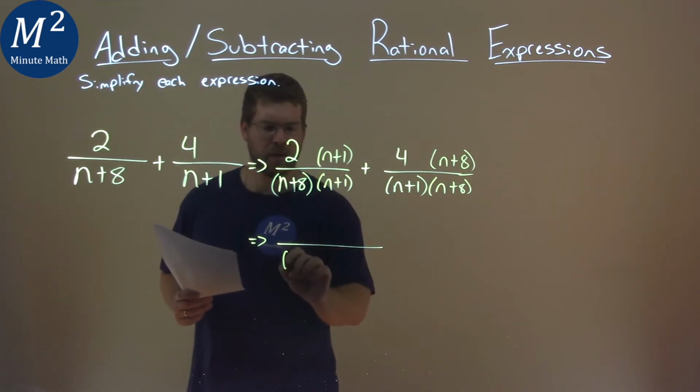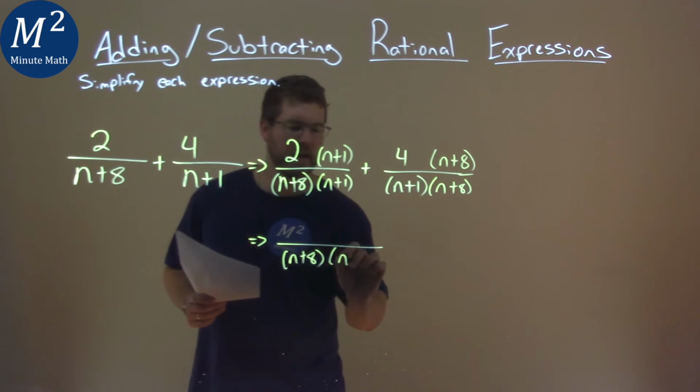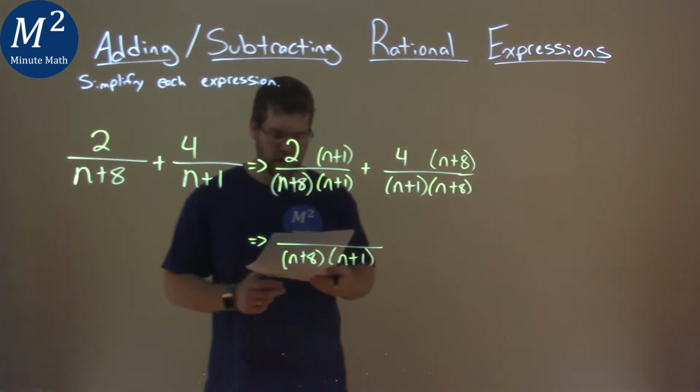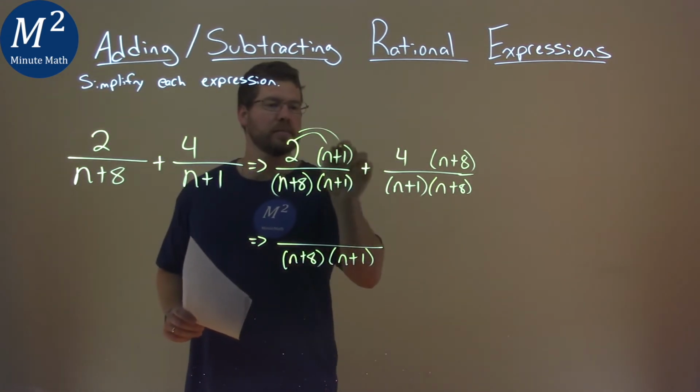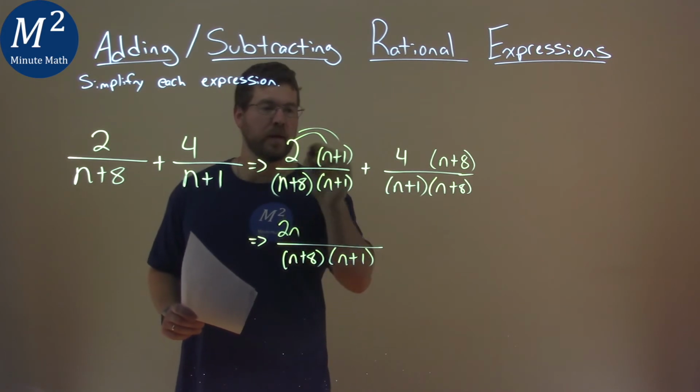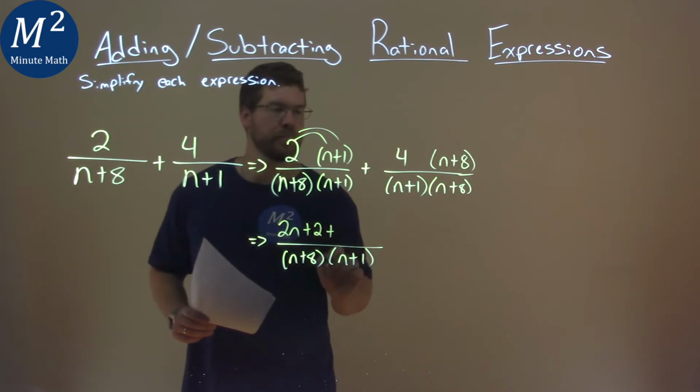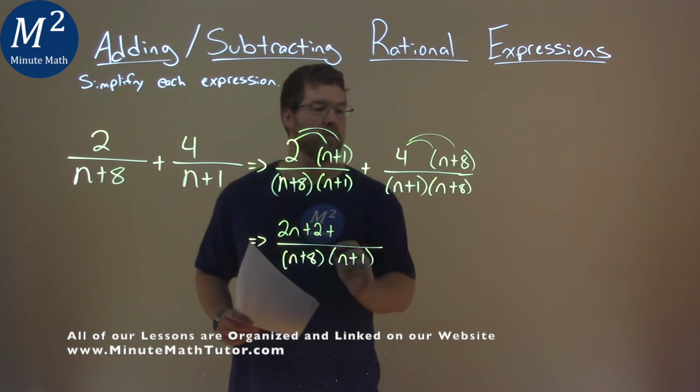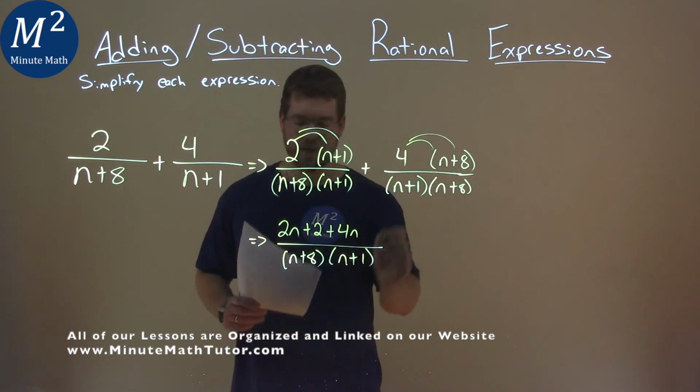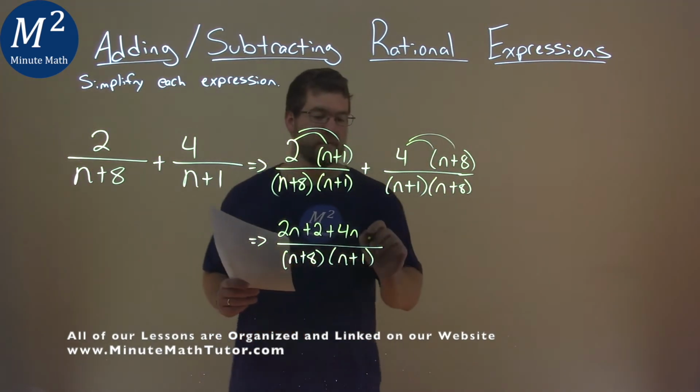We can combine it. We have an n plus 8 here and an n plus 1. The numerator, we just multiply this out. 2 times n is a 2n, and 2 times 1 is a 2. Do the same thing with the 4. 4 times n is a 4n, and 4 times an 8 is a 32.